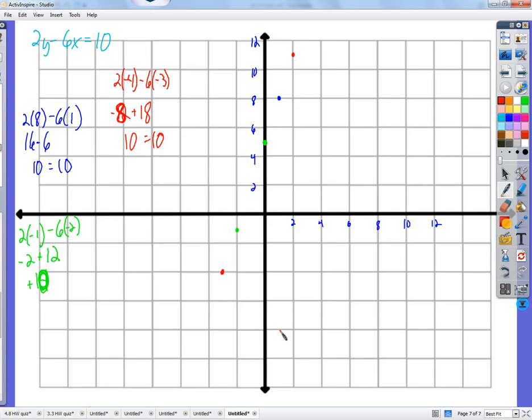If you didn't do the math, what would you think? You think 1, 8 is correct or 1, negative 8 is correct? Why would you think 1, 8 is correct? Because these other dots seem to be following a pattern from here to there, to there, to there. And 1, 8 seems to fit with that. 1, negative 8 would be out of line, not fitting that pattern.